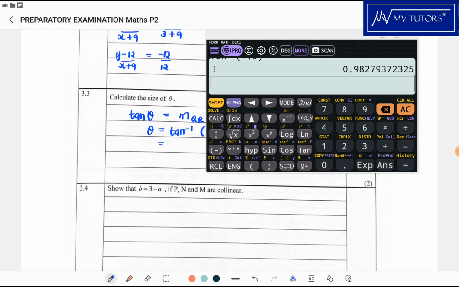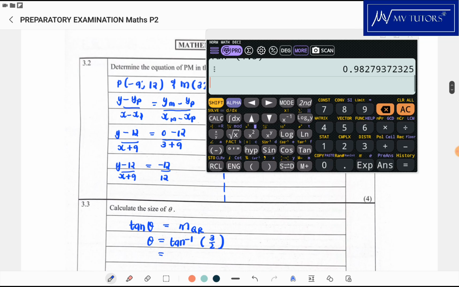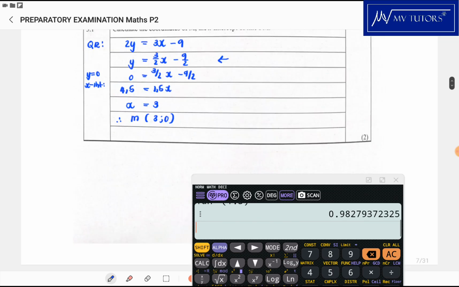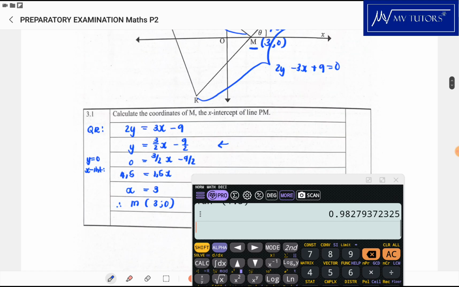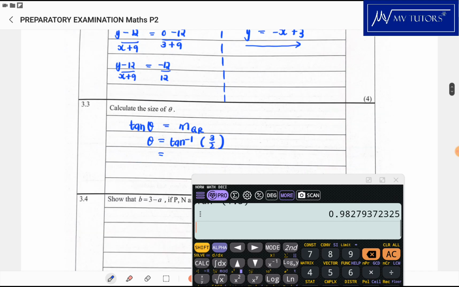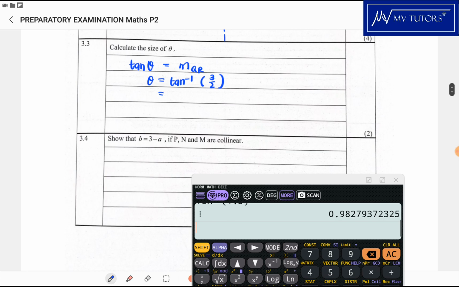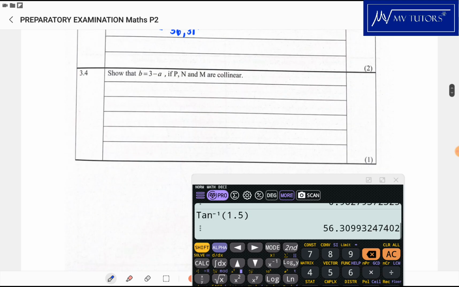You can't get an angle of 1 degree. If we look at our sketch over there, it doesn't make sense. We need probably something bigger than 30 degrees. So if you get something like 1 degree, then you must check whether you are using radians or degrees. Make sure your calculator is on degree mode. And then we get back the arctan of 1.5, or 3 over 2, which is 56.31 degrees. Okay, 2 marks. Don't lose it.